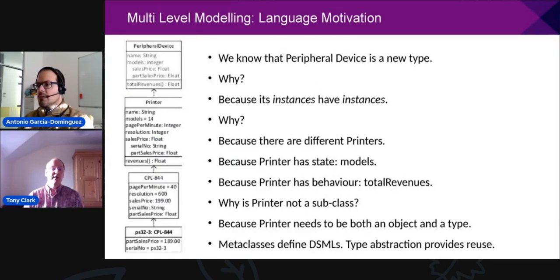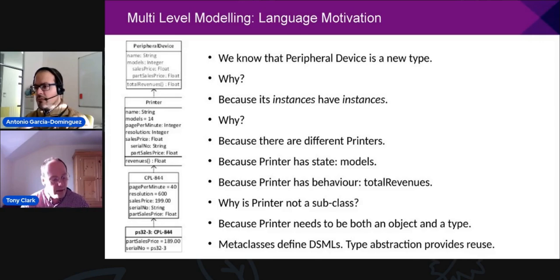So I'll just motivate this and introduce it. If we look here, we've got a model on the left here, which is going through various levels. At the top, we've created a little language for peripheral devices, an instance of which is the type of all printers, an instance of which is the type of all printers of type CPL844, and then we've got a particular CPL844 at the bottom, PS323.